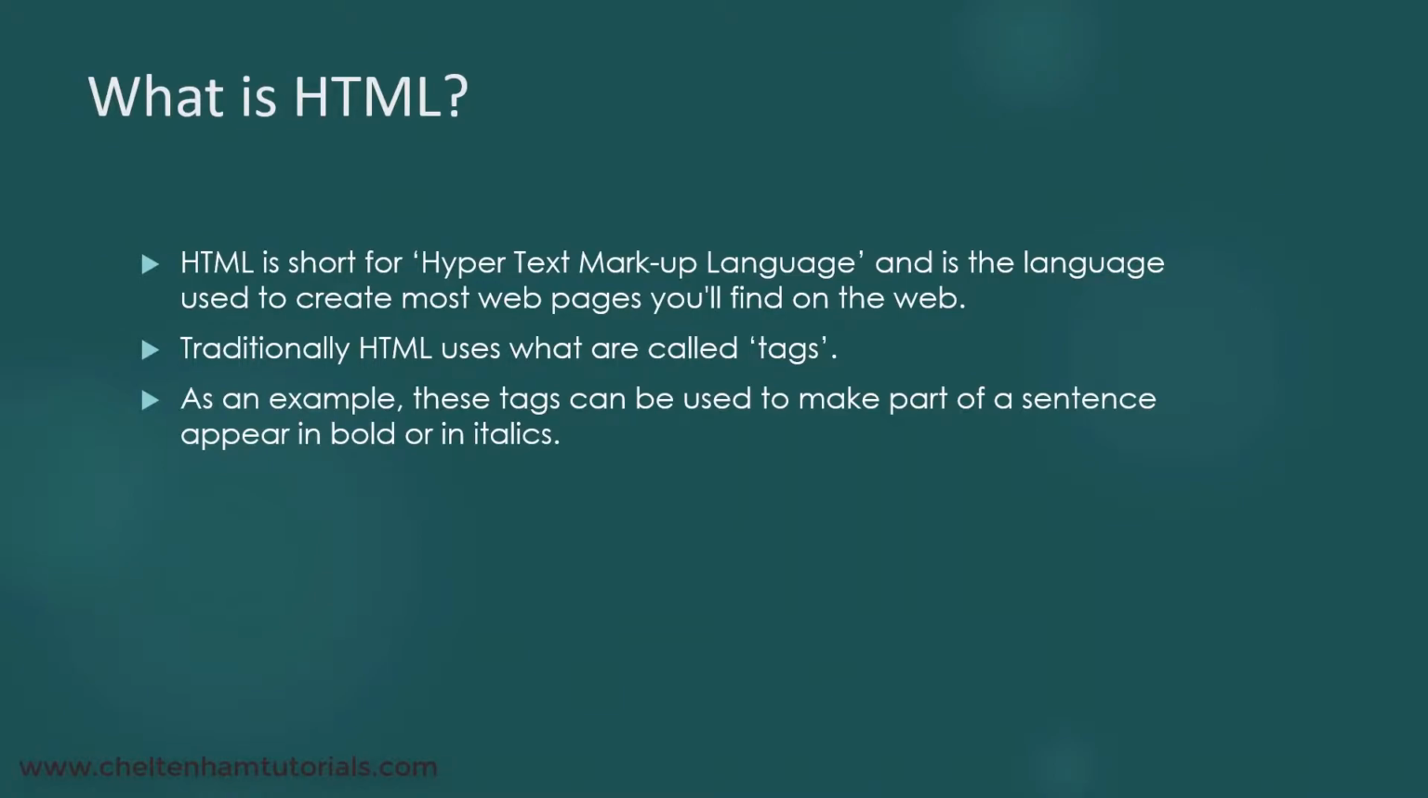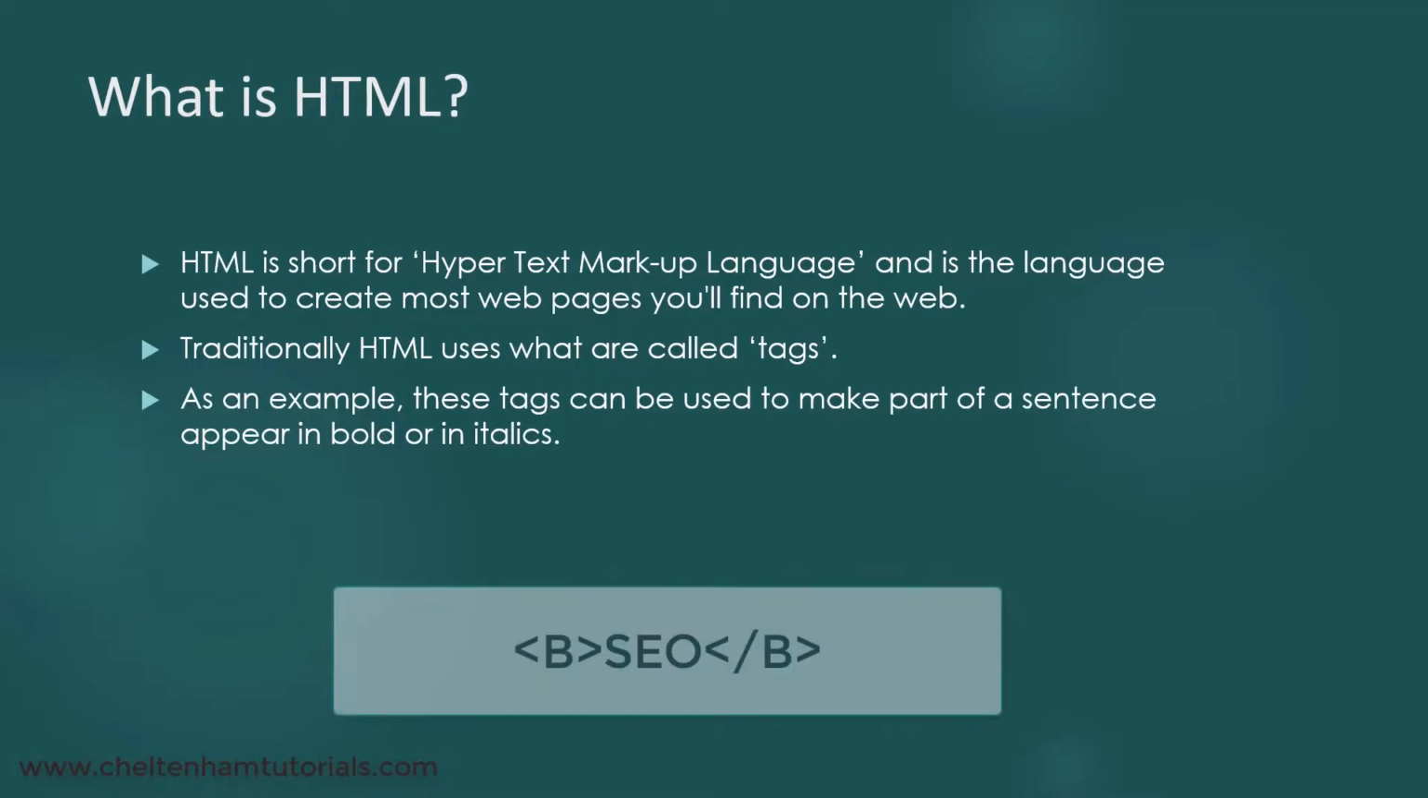Now in this section I'm going to have a quick look at HTML. HTML stands for Hypertext Markup Language, if you really wanted to know. Traditionally HTML uses what's called tags. The way a tagging language works is, let's say you've got some text on your web page. When you mark a word as bold, you would have a piece of code before the bold starts, and then when you want to turn the bold off, you'd have what's called an ending tag.